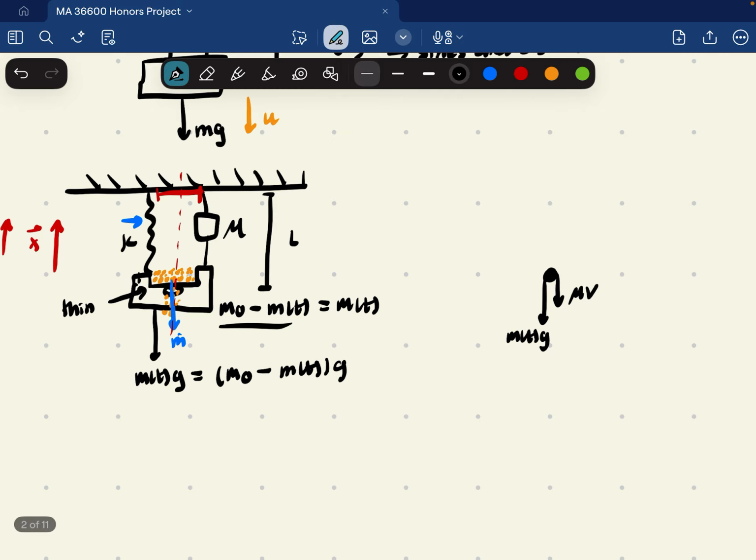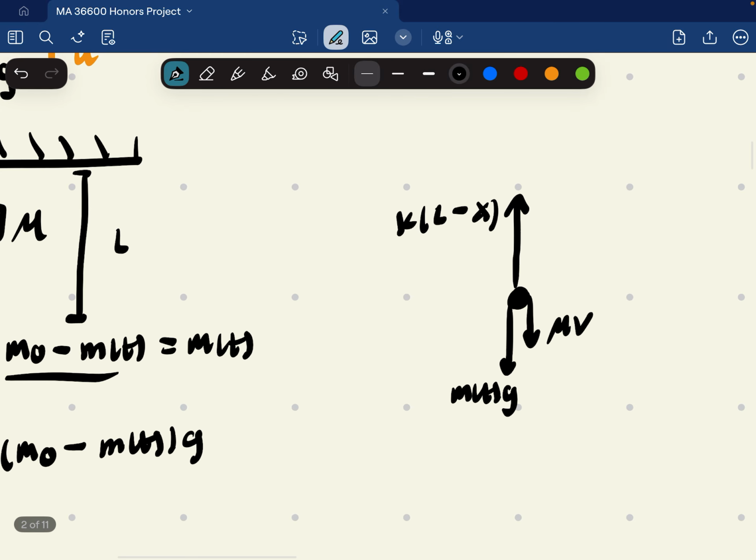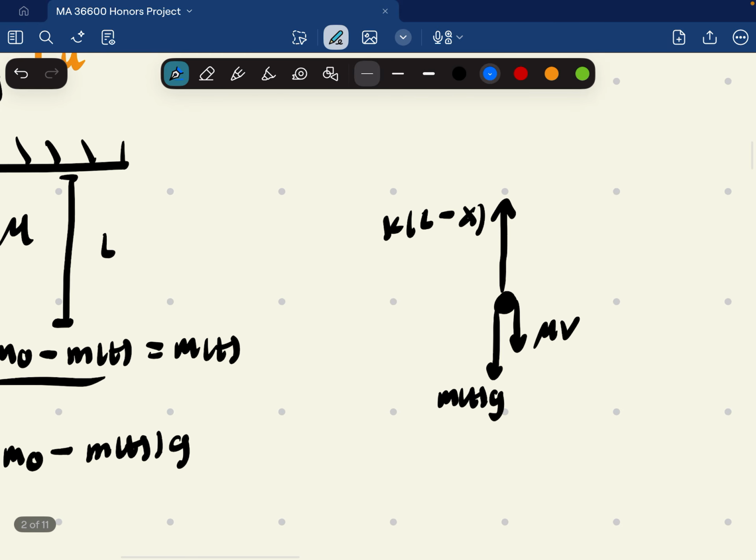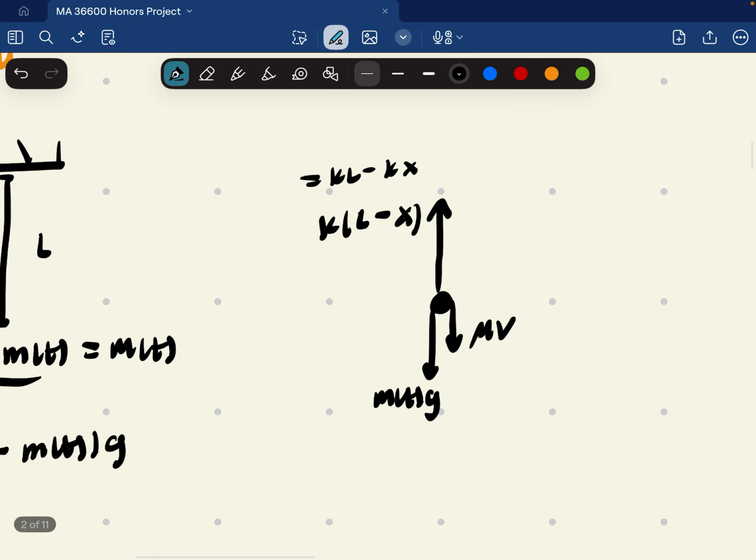And then upward is the spring force still. This is going to be k times (L minus x). That minus x is very important, because this is going to be equal to kL minus kx. That's the idea.